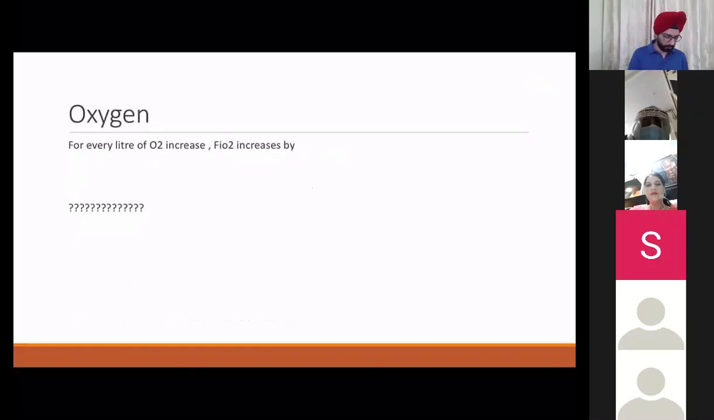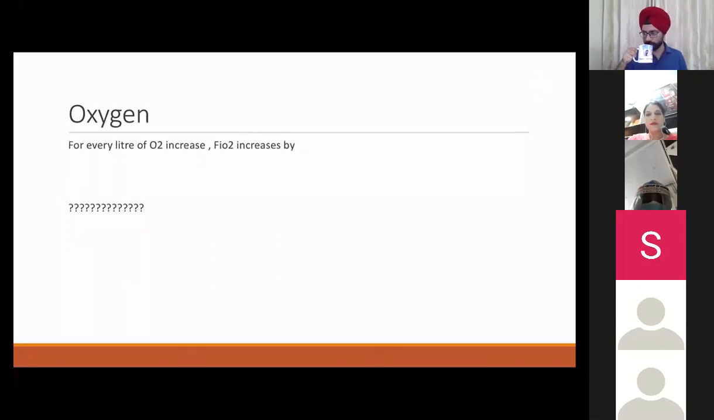Okay, so a question to all of you: for every liter of increase in oxygen, the FiO2 increases by? I need answers on the chat. So the FiO2 will increase by what? Sahaj has given a correct answer. Great. So Aditya, Sahaj, Shivika, so 0.04 or 4%, the FiO2 will increase by 4%.